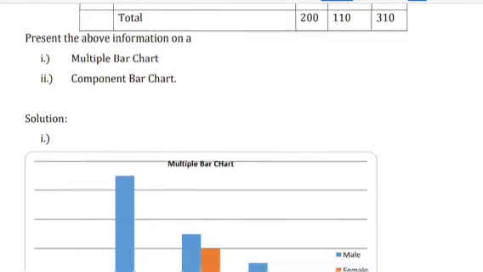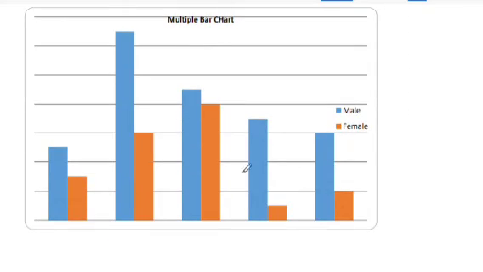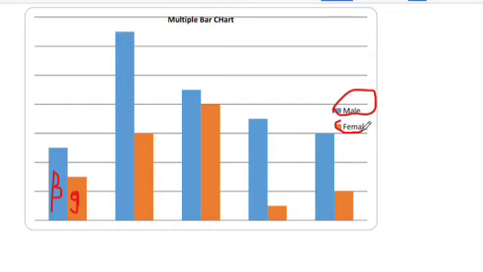For the multiple bar chart, you can see that we have two bars combined together. This represents boys for the first department, and this represents girls. In fact, the blue color represents male. That's why you see a key here showing that blue is male, and the orange color is female. Now let's see the distribution of this.